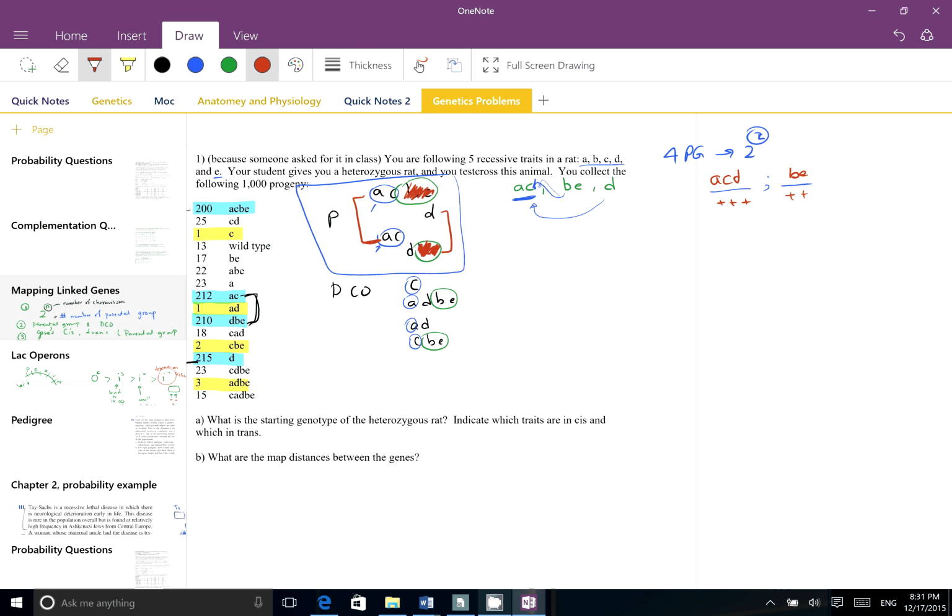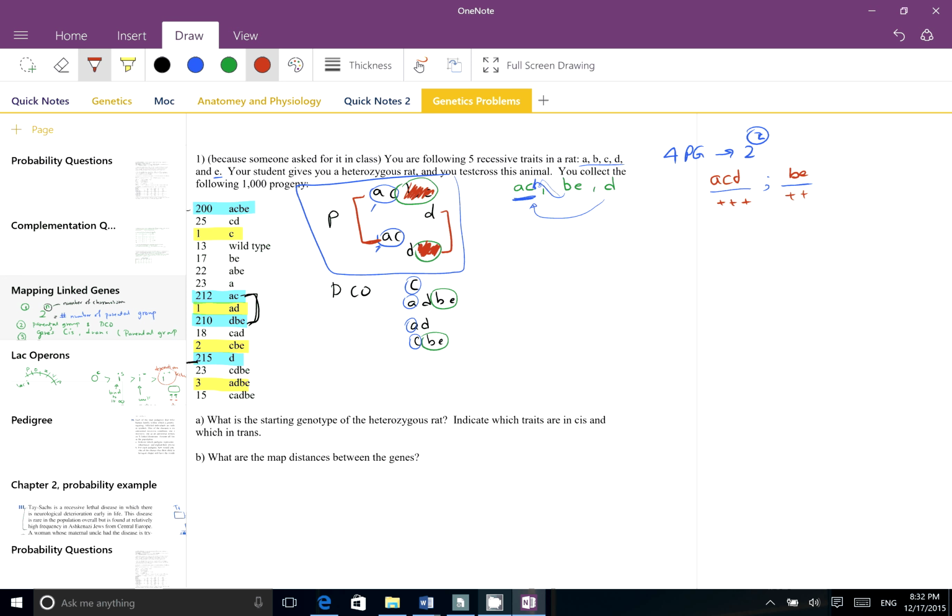Yay, I figured out where BE is and where my ACD are. I figured out what's on my 2 separate chromosomes. Okay, so I figured out which gene go on which chromosome. Perfect. Now let me figure out the order.